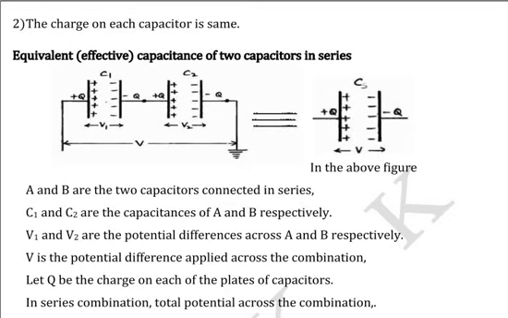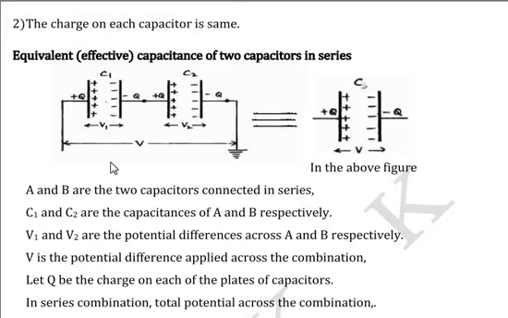In the diagram you can observe one end of the first capacitor is connected to one end of the second capacitor. So such a combination is what is called a series combination. Whenever devices are connected in series, the charge or current across each device remains the same. Here you can observe the charge on each plate of the capacitor is the same, Q.